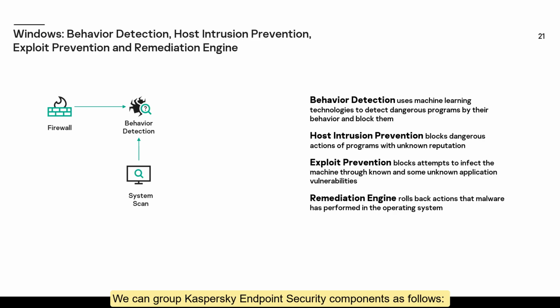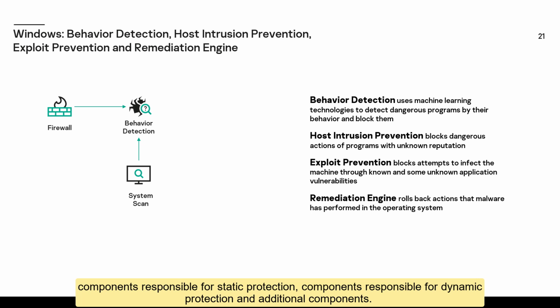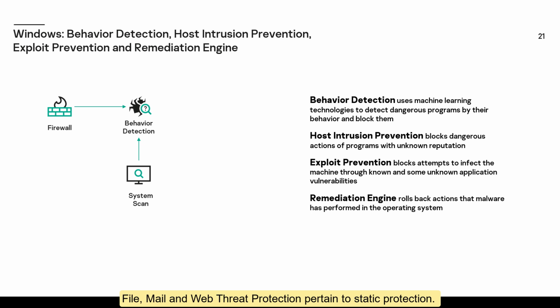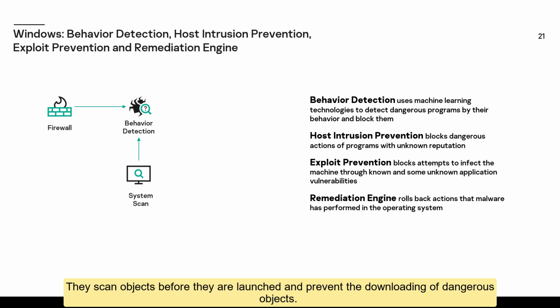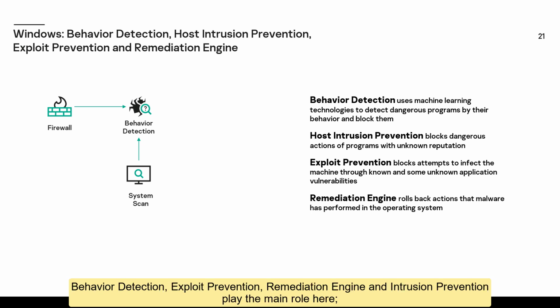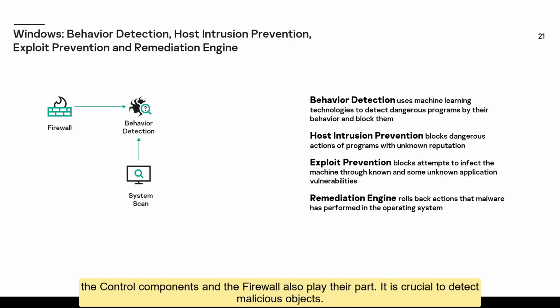We can group Kaspersky Endpoint Security components as follows: components responsible for static protection, components responsible for dynamic protection, and additional components. File, mail, and web threat protection pertain to static protection. They scan objects before they are launched and prevent the downloading of dangerous objects. Behavior detection, exploit prevention, remediation engine, and intrusion prevention play the main role here. The control components in the firewall also play their part.